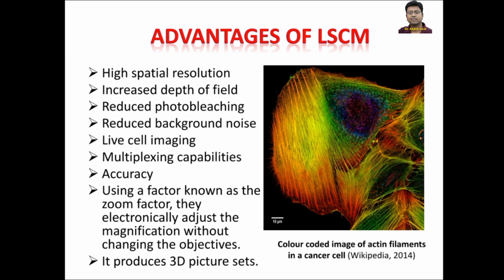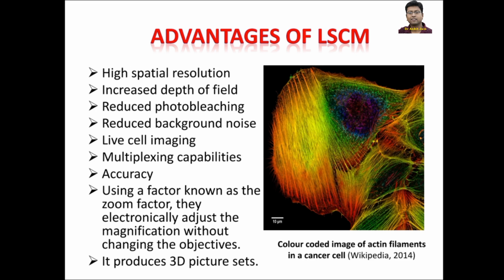Now coming to the advantages of LSCM. As we know, it gives high resolution, high magnification, increased depth of field, and reduced photobleaching. So what is the meaning of photobleaching? It means the fluorescence fades over time, but the fluorescent dyes are strongly bound to a particular protein, so we do not get much photobleaching.